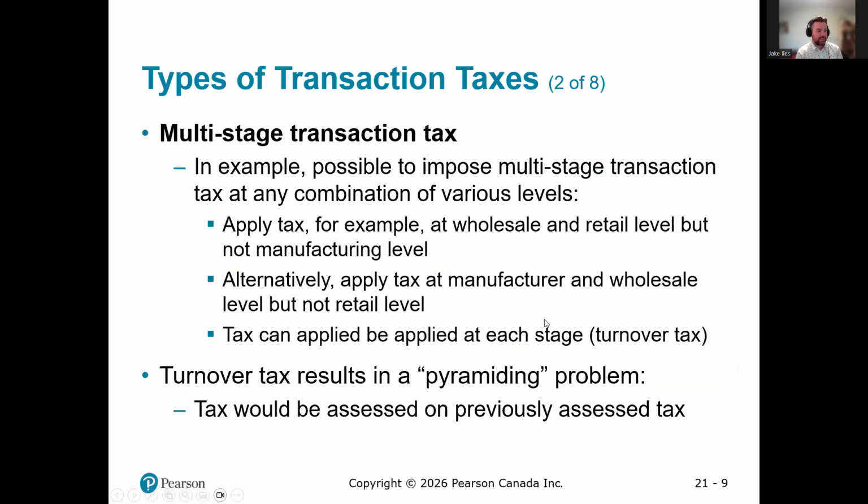So this process is called pyramiding, where tax is assessed on previously assessed tax. So basically what it's saying is that the taxes I'm paying are now not just for the price of the product, but also include a portion of the tax that was applied to it at a previous level. So I'm kind of paying tax on tax.